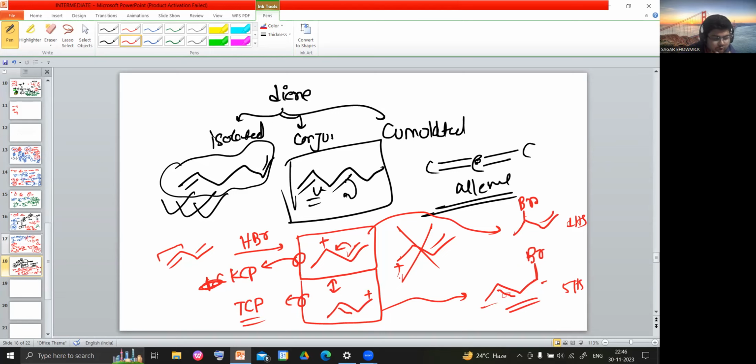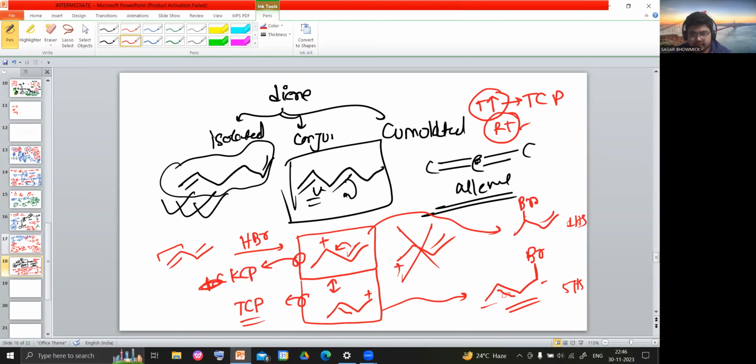Now, which one will be formed in which cases? If the temperature is high, then always the thermodynamically controlled product. If room temperature is given, or if the temperature is not mentioned, that means room temperature.